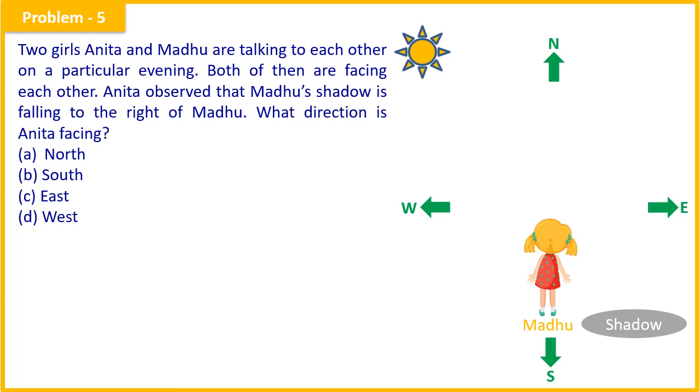So Anita is facing opposite to Madhu. It means Anita is like this here and she is facing in south direction. So the answer for this question is option B.